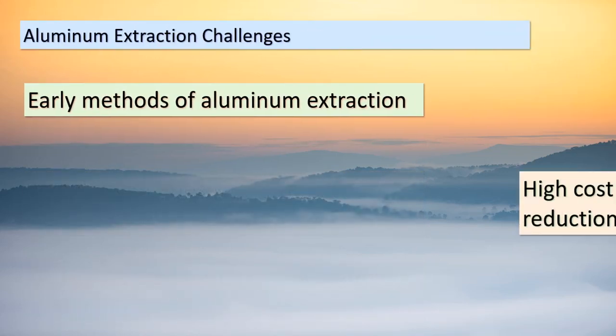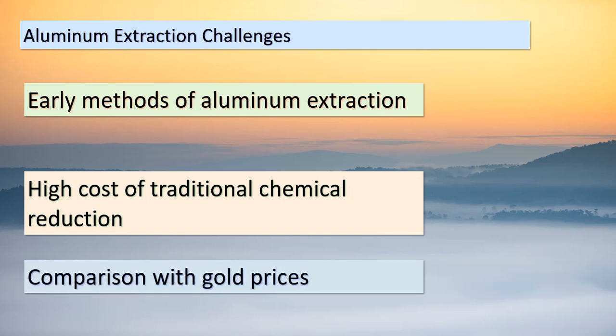As we dive deeper into the Hall-Héroult process, it's important to understand the challenges that led to its development. In the past, obtaining aluminum was a costly endeavor. Traditional methods involved chemical reductions using sodium or potassium, which were expensive processes. To put things into perspective, the cost of aluminum was once even higher than that of gold. Imagine the hurdles that had to be overcome to make aluminum more accessible. The Hall-Héroult process emerged as a groundbreaking solution to these challenges, and we're about to discover how it changed the course of aluminum production.